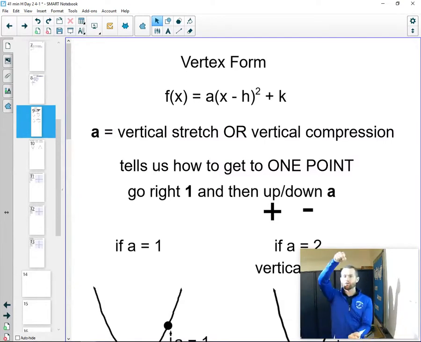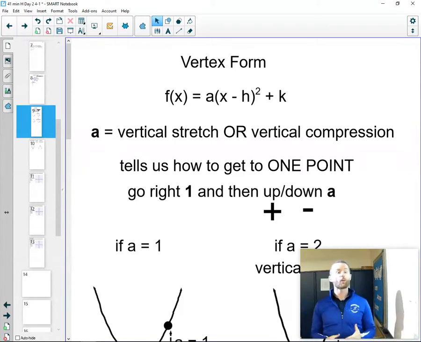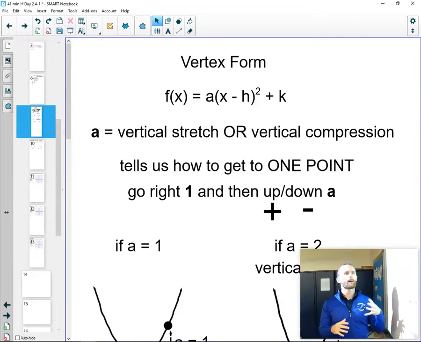Now we get a vertical stretch whenever a is bigger than 1. So if a is like 2, 3, 4, 5, or even if it's like 1.5, any a value that's bigger than 1 will give us a vertical stretch. The way we get a vertical compression is if a is less than 1, but bigger than 0. So if we have something like 1/3 or 0.75 or 0.9, as long as it's between 0 and 1, we get a vertical compression.